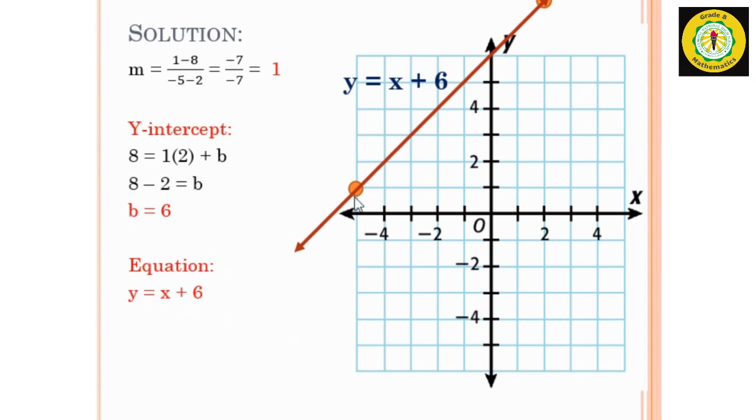Now let's plot. So here is Fernando's family at point -5 and 1. And here is Garcia's family located at point 2 and 8.